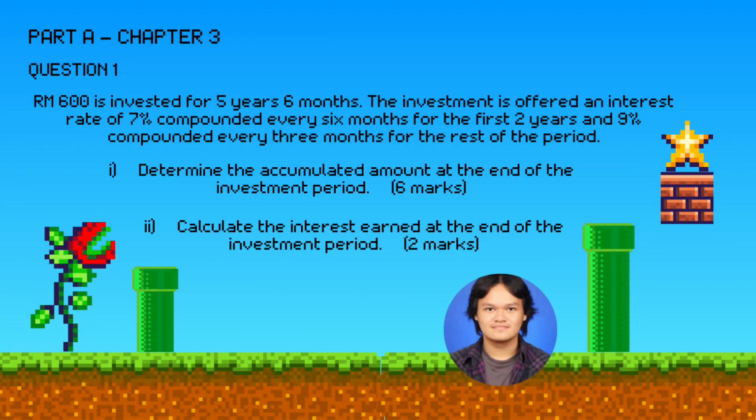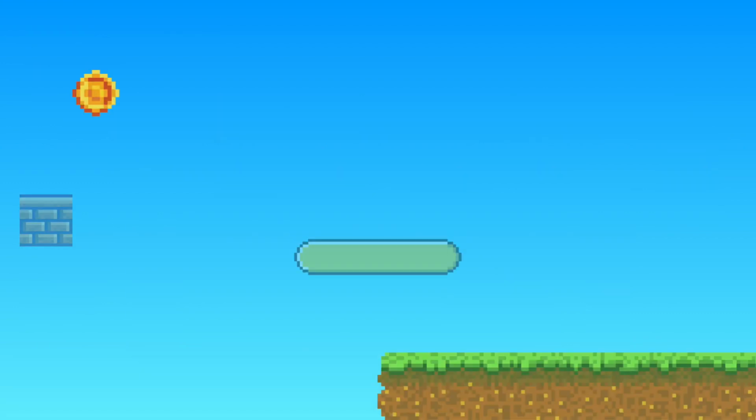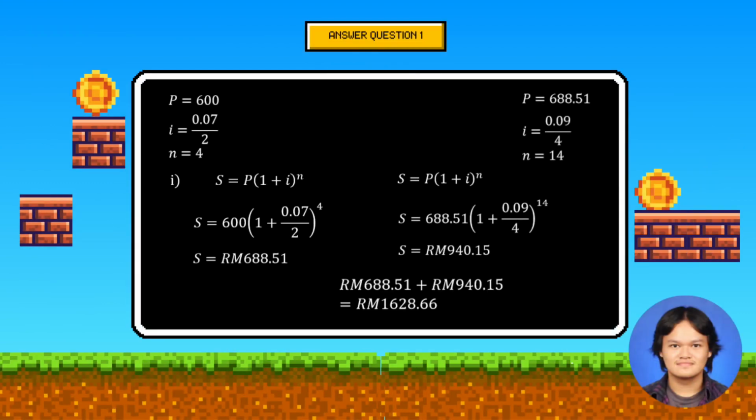Question 1. 600 ringgit is invested for 5 years 6 months. The investment is offered an interest rate of 7% compounded every 6 months for the first 2 years and 9% compounded every 3 months for the rest of the period. The first Roman, determine the accumulated amount at the end of the investment period. So the formula that we will be using is S equals to P in opening bracket 1 plus I closing bracket to the power of N.